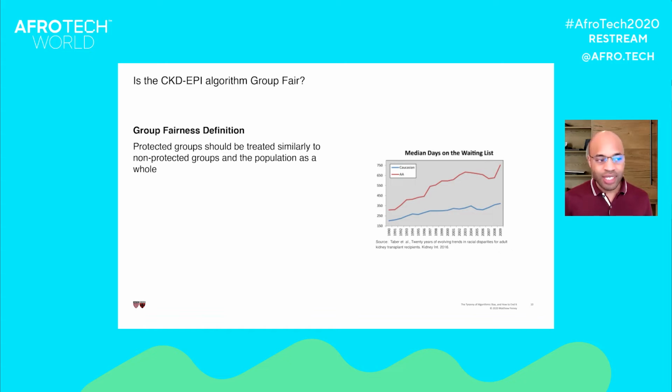So now let's dive into this kidney function algorithm again, and let's think, is this algorithm fair? So first we'll look at the group fairness of the CKD-EPI algorithm. The chart here on the right is taking a look at the median number of days that adults in the United States who received kidney transplants spent on the waiting list for a kidney before they received the transplant.